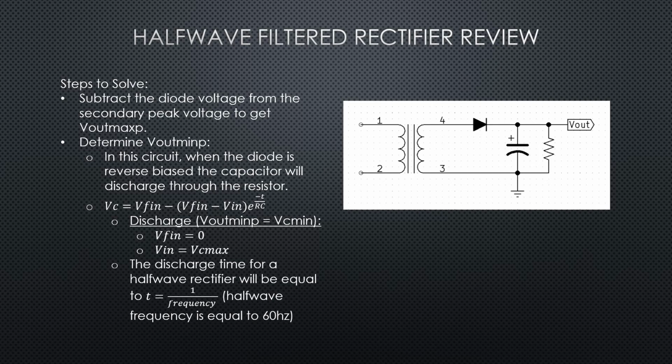And for the discharge time for the half-wave rectifier, we'll need to find the time, which is going to be 1 divided by the frequency. And for the half-wave rectifier, the frequency is going to be 60 Hertz.